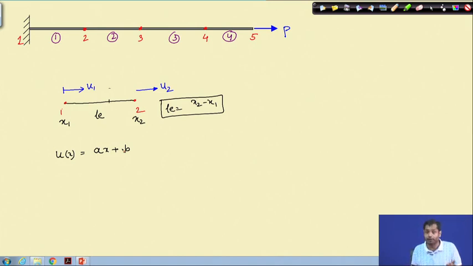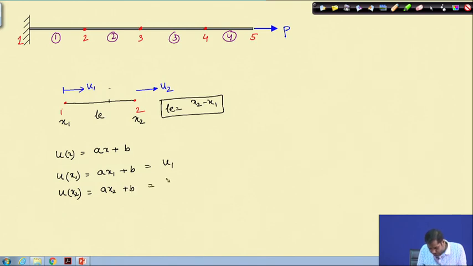which we do not know. We have to find out these constants, but then we need some information to find them. And what information do we have? u at x equal to x1, that is a x1 plus b, is equal to u1, right. And similarly, u at x equal to x2, which is a x2 plus b, is equal to u2. So, we have two equations and two unknowns, therefore, we can solve for a and b. That was the reason why we assumed this variation is linear. We cannot take quadratic variation because we do not have sufficient information.